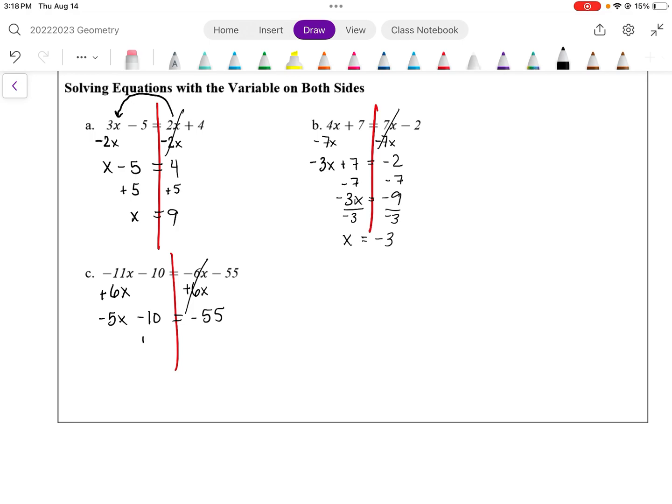Now we have to work to get x by itself. So if it's not an x, it needs to go over to the right. You have to add or subtract first. Negative 5x, that's gone, equals negative 45. Divide both sides by negative 5. X equals 9.